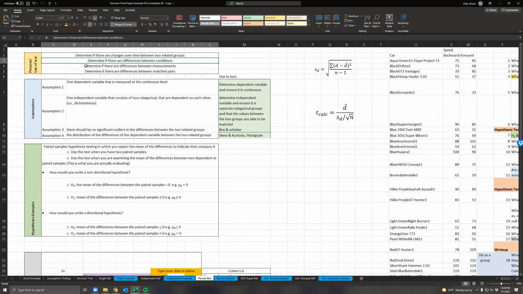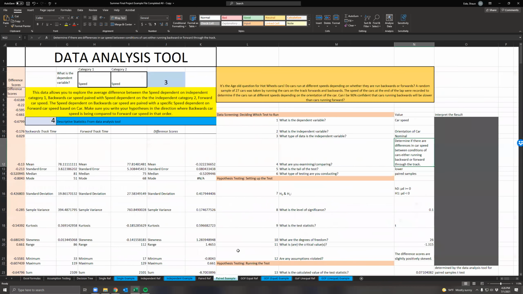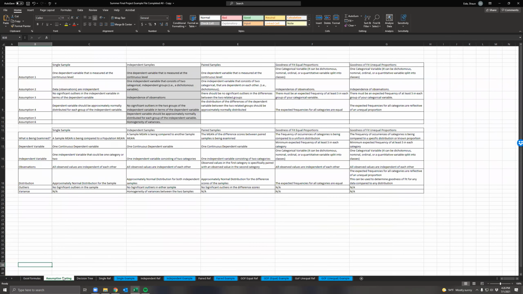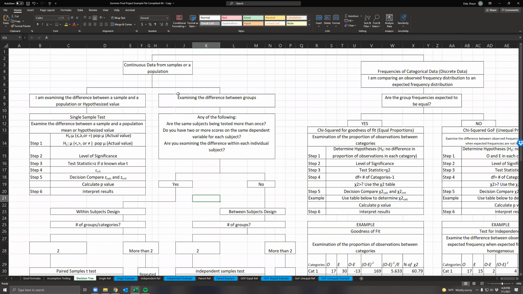And this is what we're looking at. The conditions are one's moving forward, one's moving backward. And so we're looking at the difference between conditions. So determine if there are differences in car speed between conditions of cars either running backwards or forwards through the track. Then what is the tail of the test? This is going to be a lower tail test, like what we said earlier. And then also what type of test are you conducting? And that's paired samples.